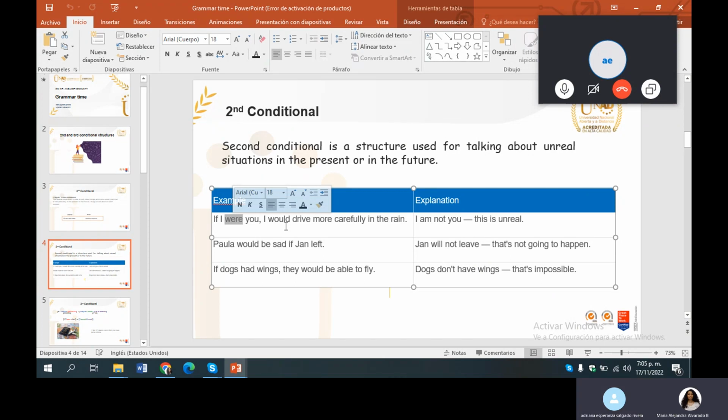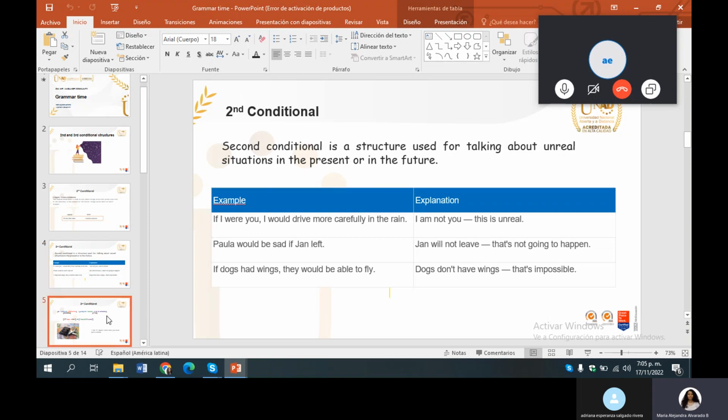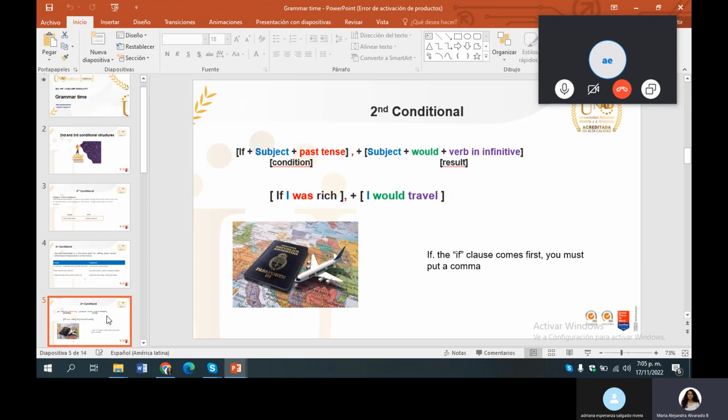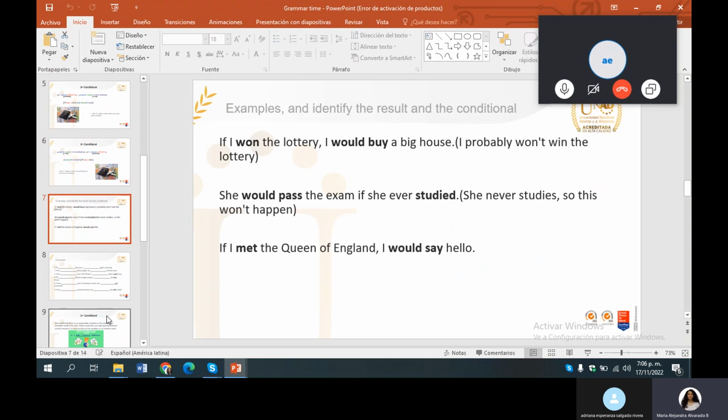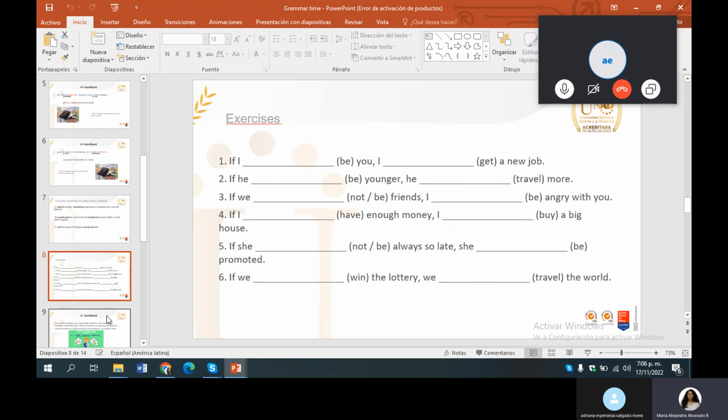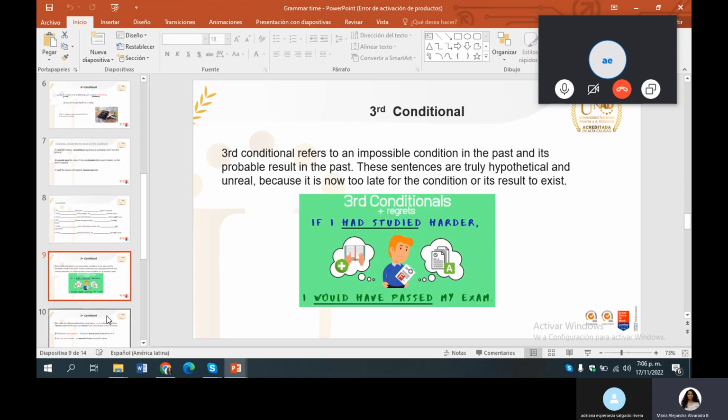It's clear, teacher. Perfect. So as I told you, we use this structure to talk about unreal situations in the present or in the future. All right. Here is an example. You already saw this topic, but I don't know if you were in that session, so I'm just making sure that everything is clear.